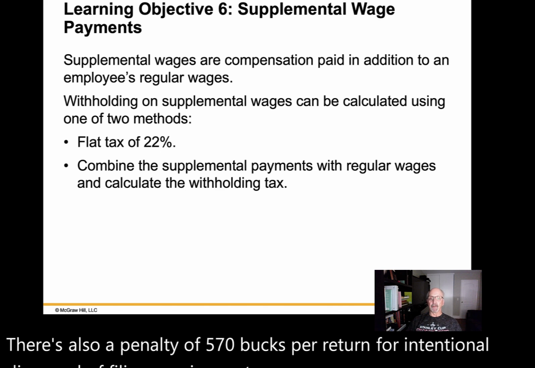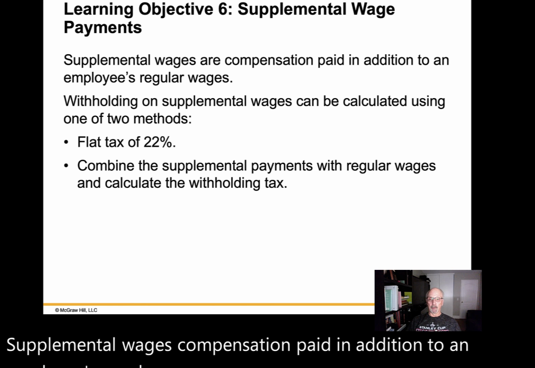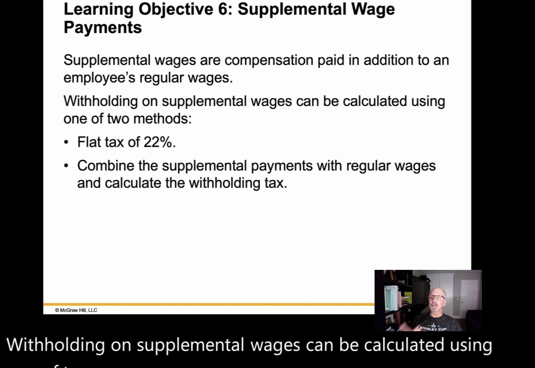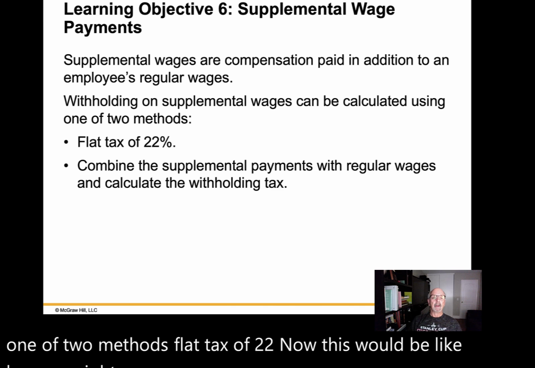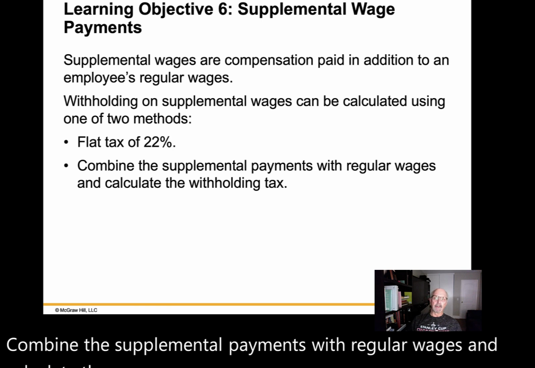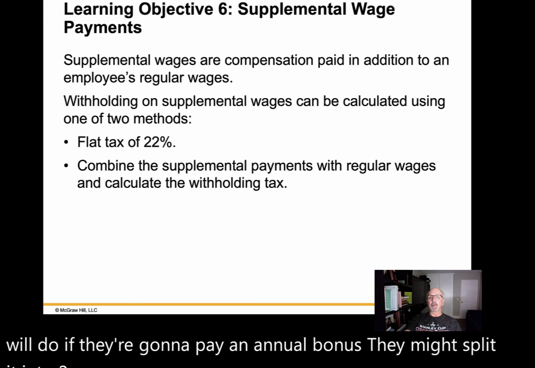Supplemental wages are compensation paid in addition to an employee's regular wages. Withholding on supplemental wages can be calculated using one of two methods. Flat tax of 22%. Now this would be like bonuses, right? Year-end bonuses. Or combine the supplemental payments with regular wages and calculate the withholding tax. A lot of times what companies will do if they're going to pay an annual bonus, they might split it into two pieces so the employees are paying a smaller tax on it.